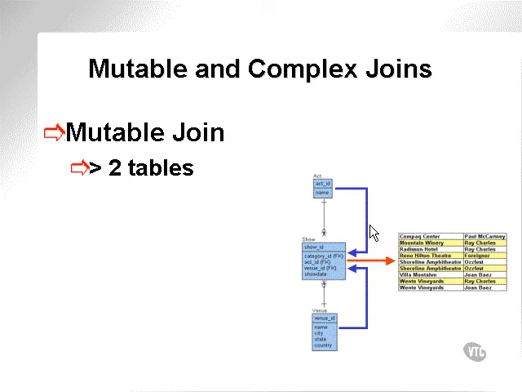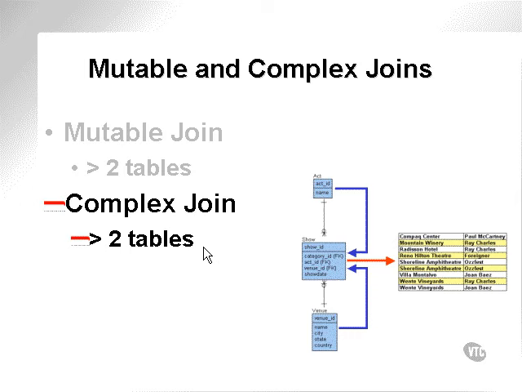Here's a three-table join between act, show, and venue. The act ID is linked with the show, and the venue ID is linked with the show from the venue table. The result is a join between the act, the venue, and the show, giving venue names and act names. So a mutable join is a join between multiple tables.